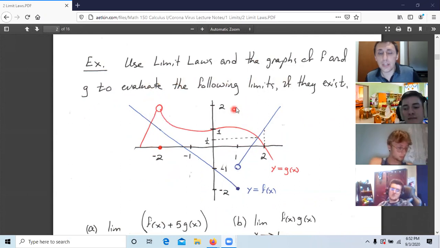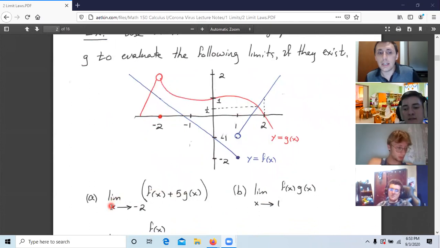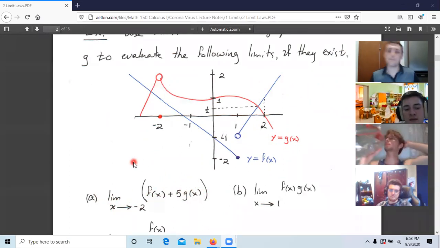So here is using graphs to figure out limits. Okay, so here is your task, guys. Can you see it? Can you tell me, please, what is the limit as x goes to -2 of f of x plus 5g of x? What is that limit? A.